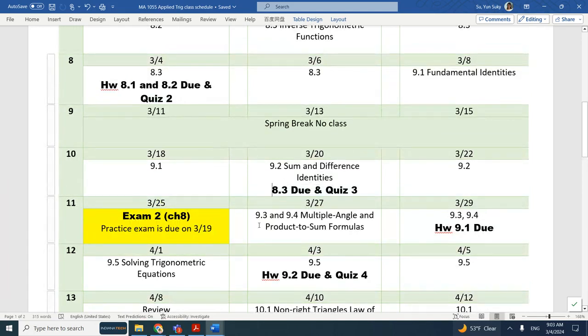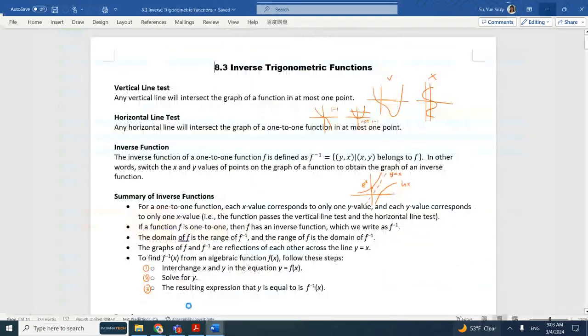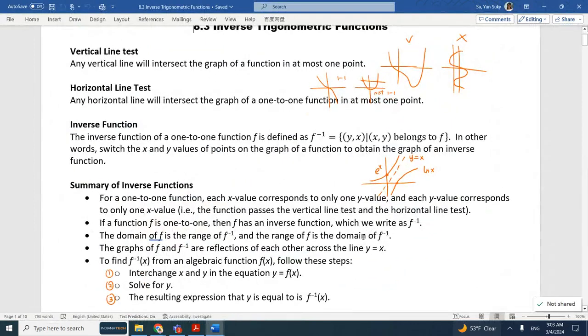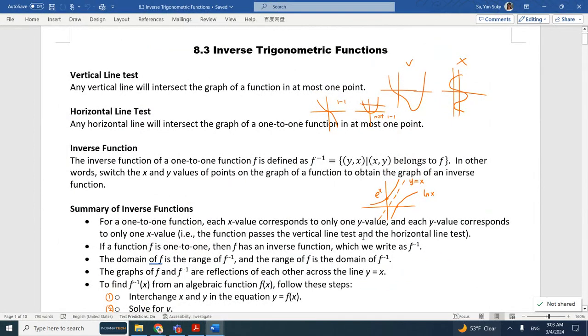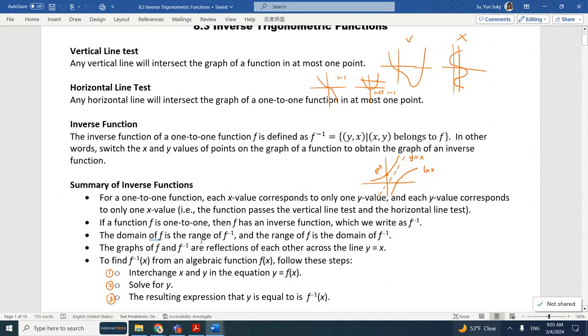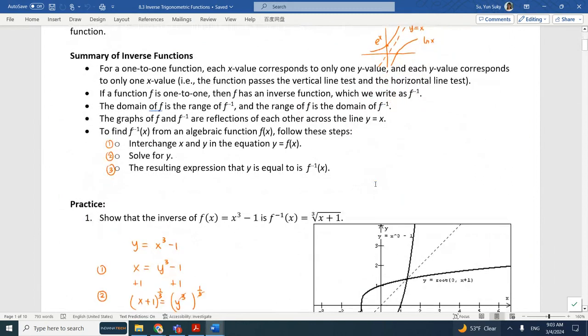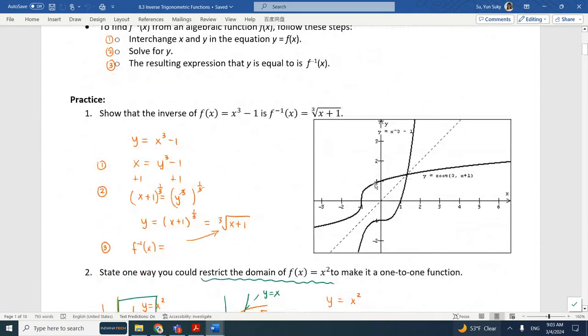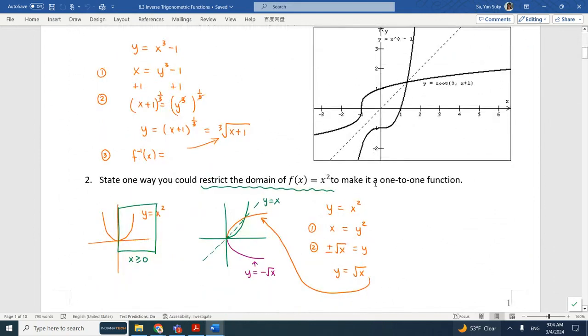Okay, so let's continue. Last time we talked about the graph of the six trig functions, and then we started to talk about what an inverse function is. An inverse function is a mirror image across the line y equals x. In order to draw an inverse function, we have to have a one-to-one function. If the function is not one-to-one, we can restrict the domain so we have a one-to-one piece. Then we can flip it over the line y equals x to draw the inverse function.